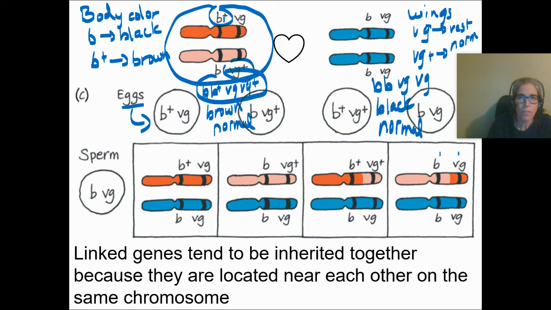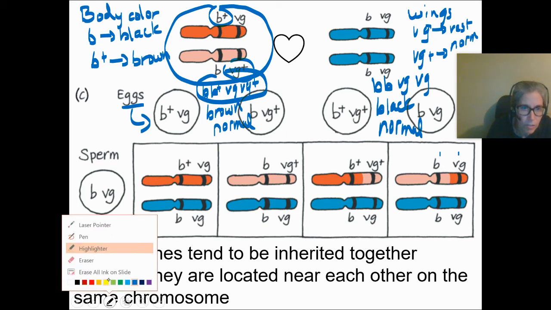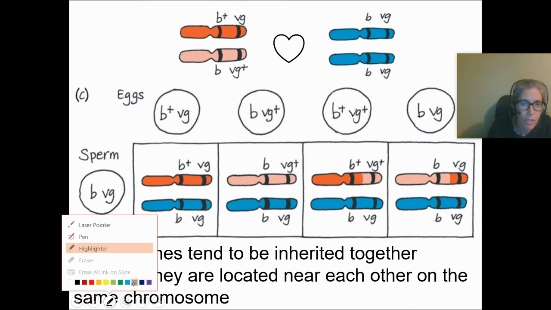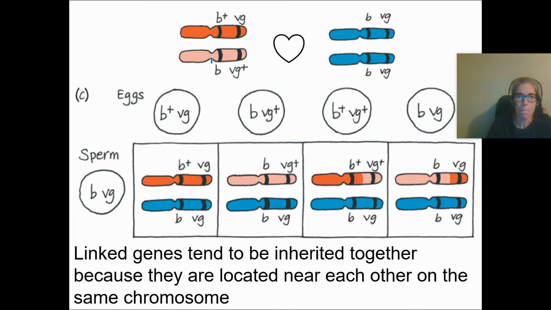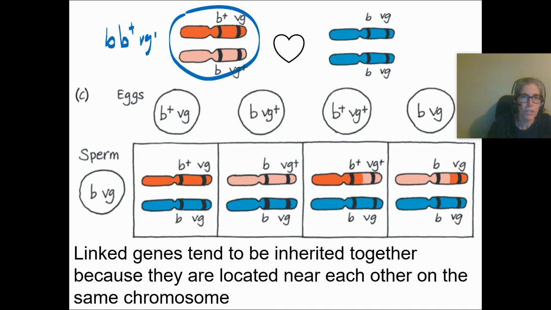And so if you have independent assortment, let me just erase all of this so you can see it a little bit better. If you have independent assortment, like Mendel said, the B plus, like this guy right here, B plus, VG, VG plus, right? You'd have the B with the VG just as often as the B with the VG plus. So if it were independent, you would have the B with the VG plus just as common as the B with the VG.